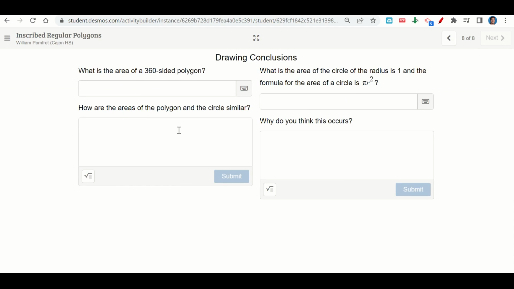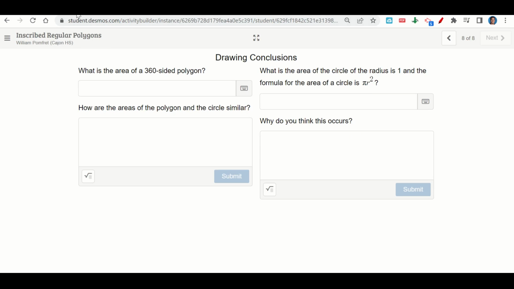How are the areas of the polygon and the circle similar? So you should recognize that they're almost completely perfectly touching. There's almost no negative space. And then why do you think this occurs? That it's similar to pi r squared. So you'll go ahead and figure that out.